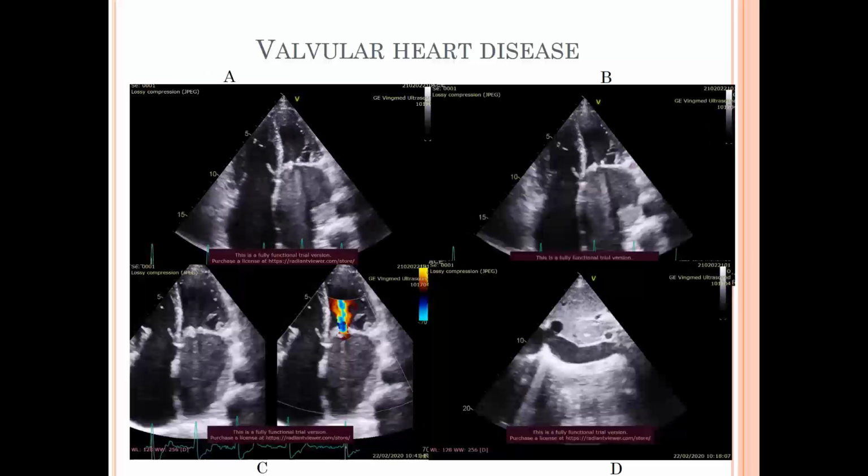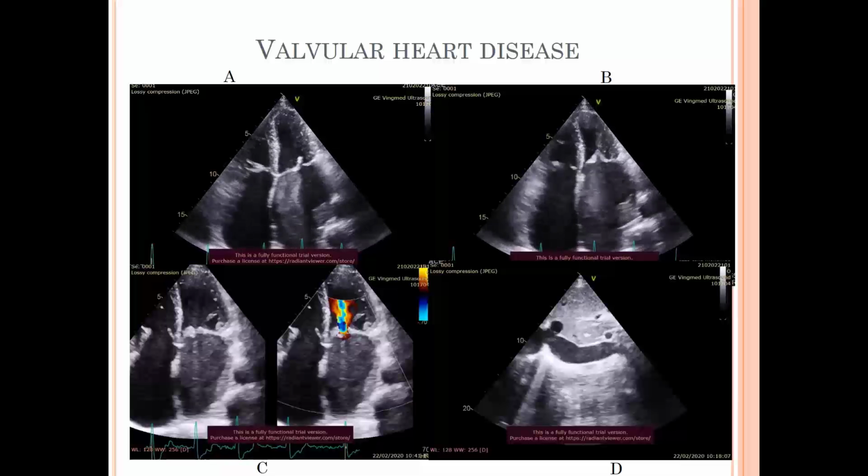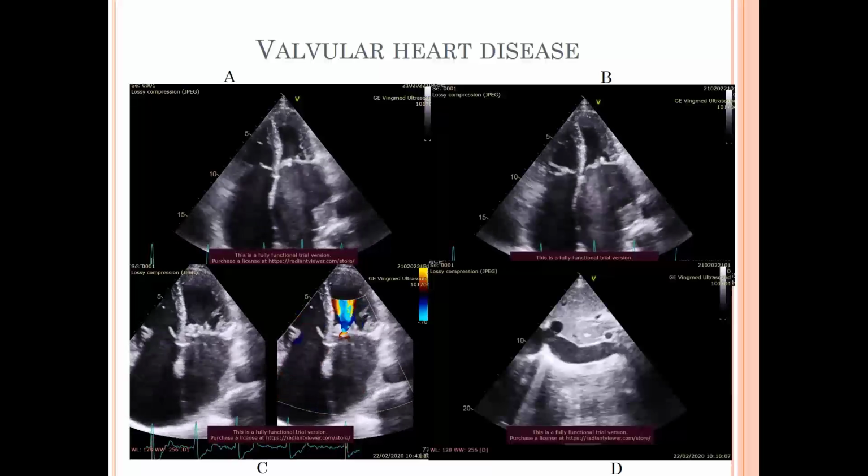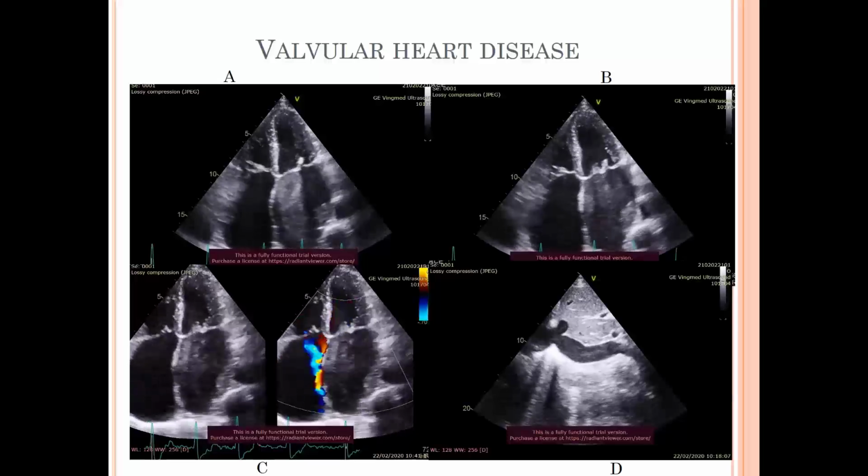The same patient, but the apical cuts. This is the apical 4-chamber view. Let's look at panel A. This is the left ventricle. The two atria are hugely dilated, as we can see.